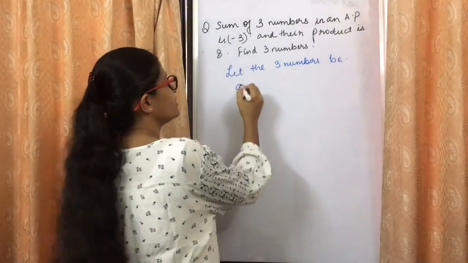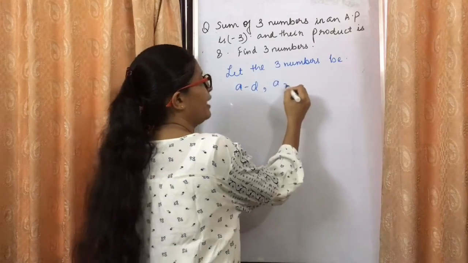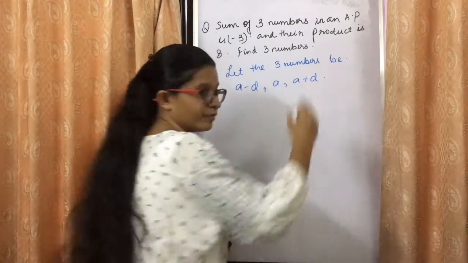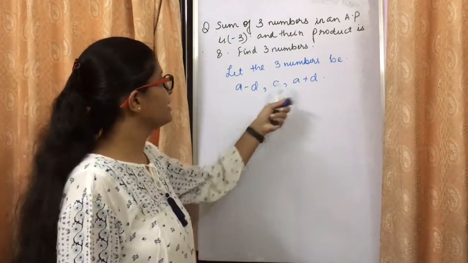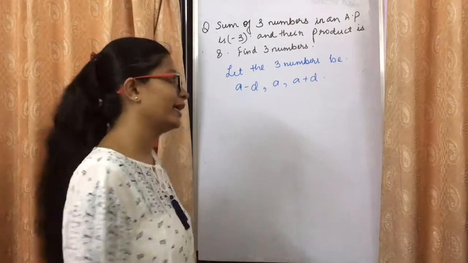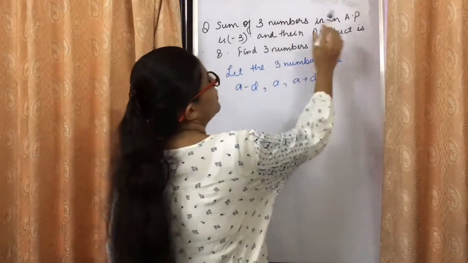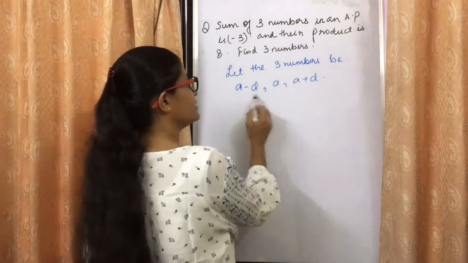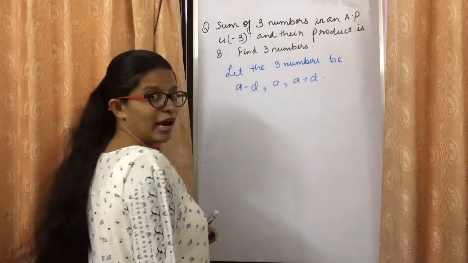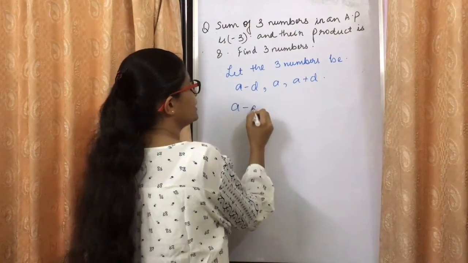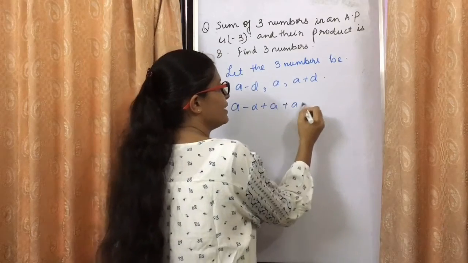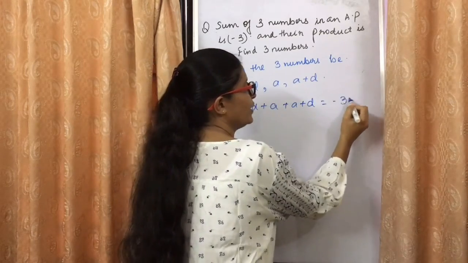First number was A minus D, A and A plus D. Now you will get to know why we took these same 3 numbers. Let's see. The sum of 3 numbers in an AP. The sum of 3 numbers means the sum of all 3 will give you how much? Minus 3. So if I do the sum, A minus D plus A plus A plus D is equal to minus 3.